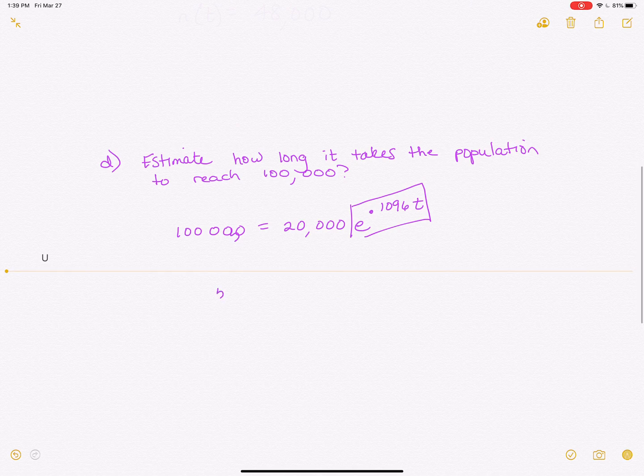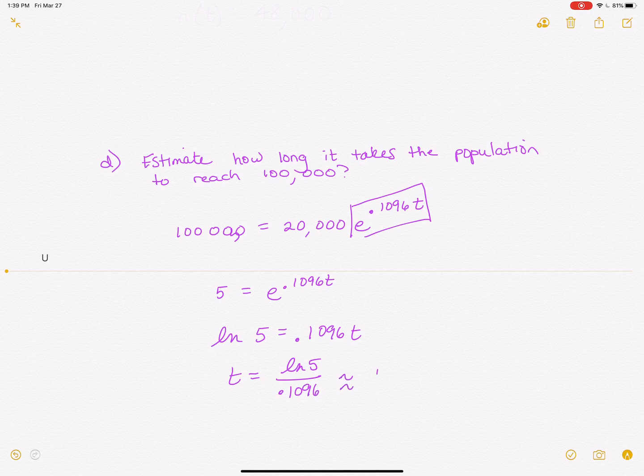So I get 5 equals e to the 0.1096 times t. Change this to log form, so I've got the natural log of 5 equals 0.1096 times t. So t in this case is going to equal the natural log of 5 divided by 0.1096, or approximately 14.7 years.